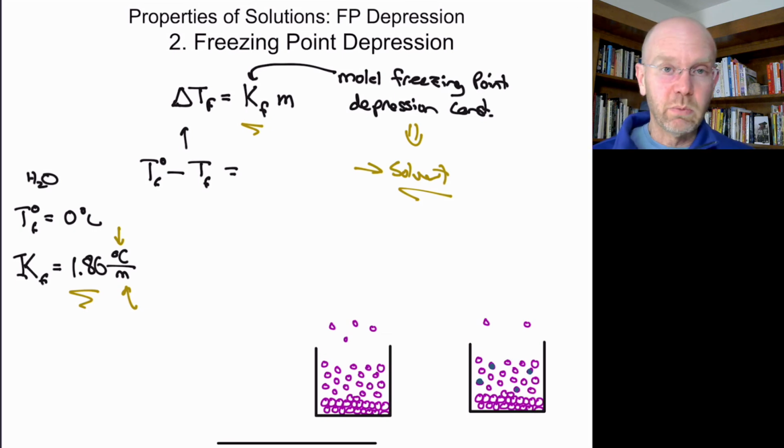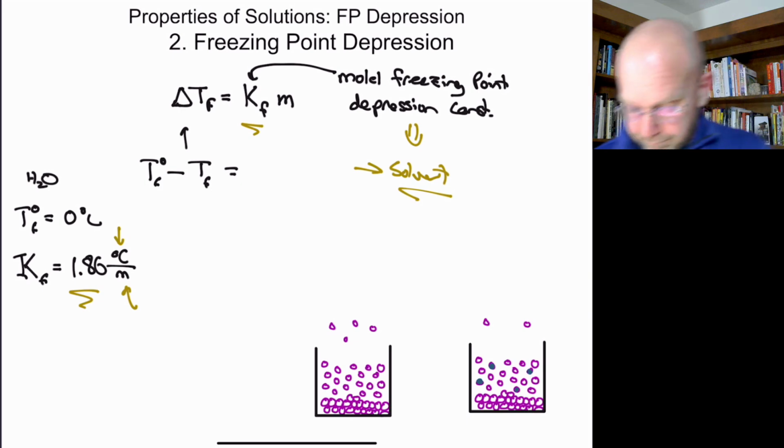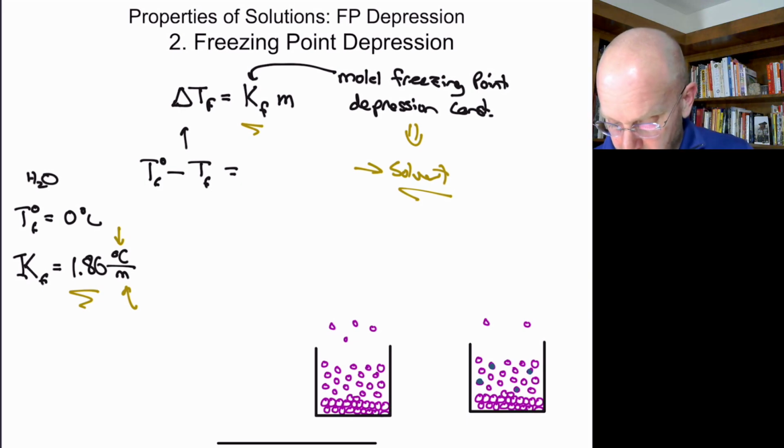And this is what happens when we put salt on the roads in the winter. What we're doing is we're adding particles to the water, right, to prevent it from freezing because it has to be so much colder to actually freeze if you add a high concentration of some solute like salt, for example. And so there we are.